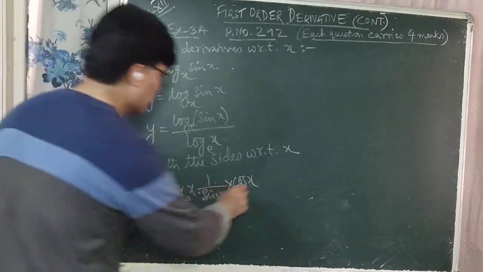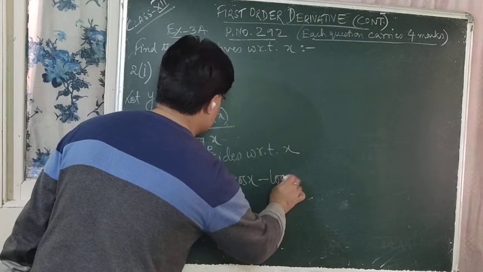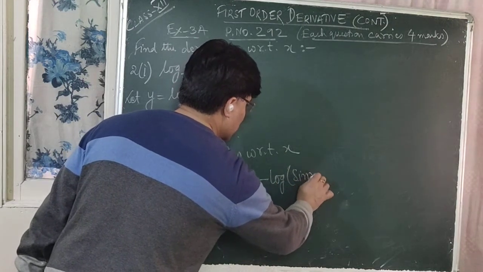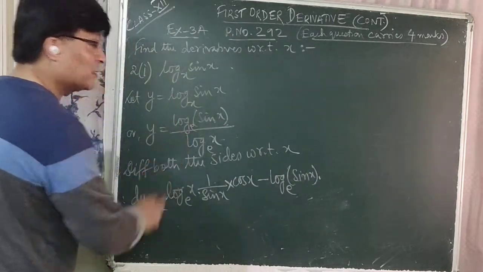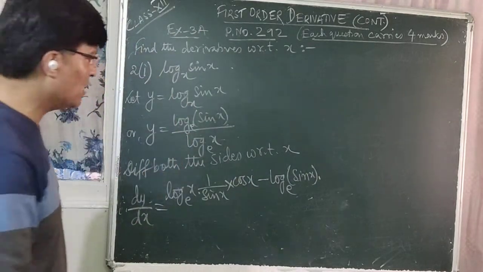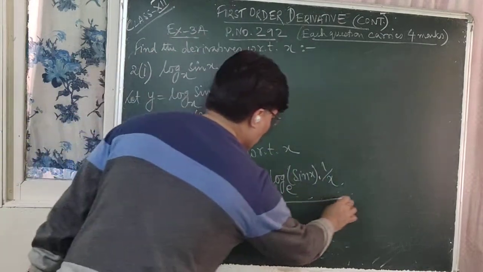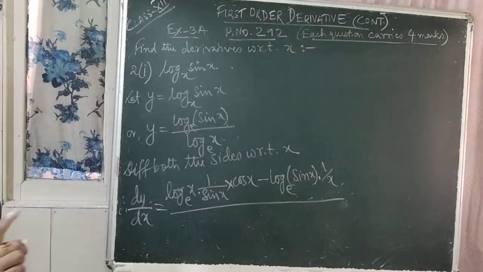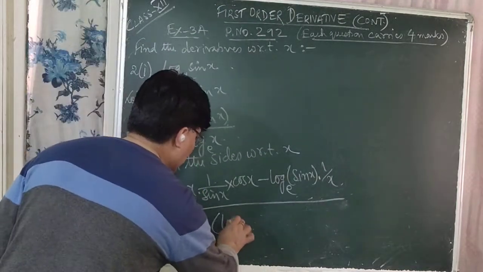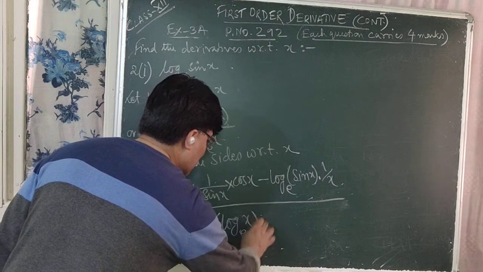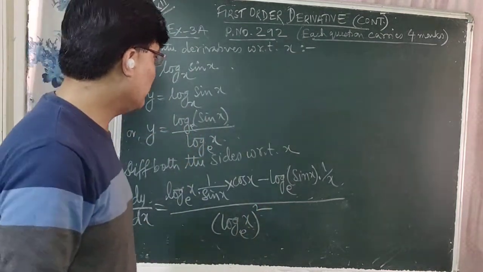So minus. Now you have to keep this numerator as it is, that is log of sin x base e into, right? Now differentiate the denominator, that is log x base e. What is this differentiation? It is 1 upon x, right? Whole divided by, what is the rule now? You have to write down whole square in the denominator, that is denominator whole square, that is log x base e whole square.